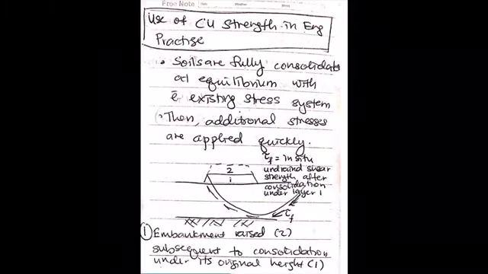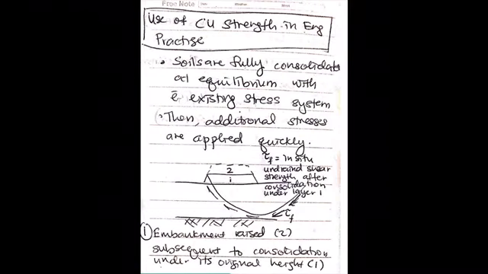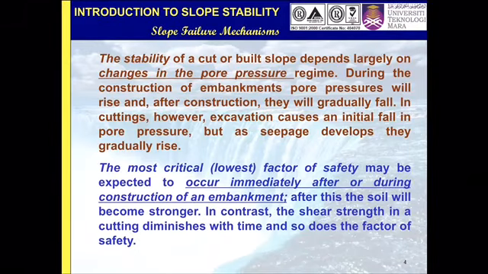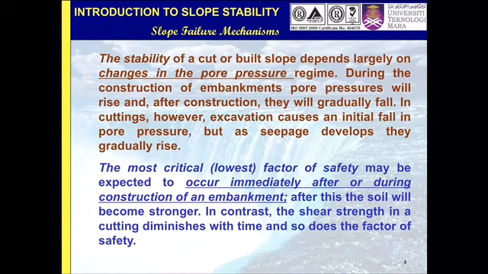Okay, the stability of a cut or built slope depends largely on the changes in the pore pressure. Pore water pressure may rise after the construction, and then gradually fall. So remember about the consolidation. Water will move out from the soil, and the most critical or lowest factor of safety may be expected to occur immediately after or during construction of an embankment. After this, the soil will become stronger. In contrast, the shear strength in a cutting diminishes with time, and so does the factor of safety.